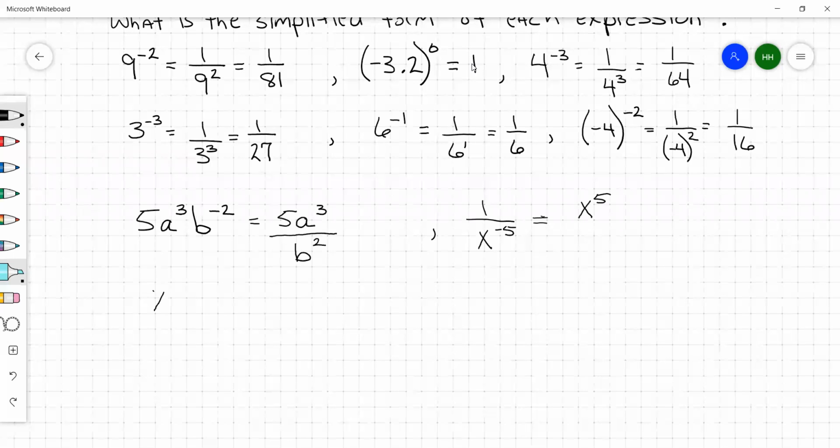X to the -9th, y to the -3rd. Simplified. Both the powers are negative, so both of those have to move. When I say move, I mean they have to move from the numerator to the denominator. So this becomes 1 over x to the 9th, y to the 3rd.